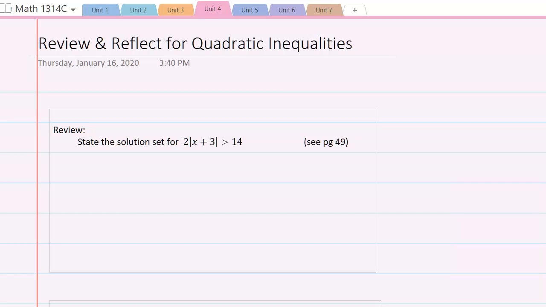This video will cover the review and reflect for the topic of quadratic inequalities. For the review, we are asked to remember how to determine the solution set for the absolute value inequality of 2 times the absolute value of x plus 3, which is greater than 14.